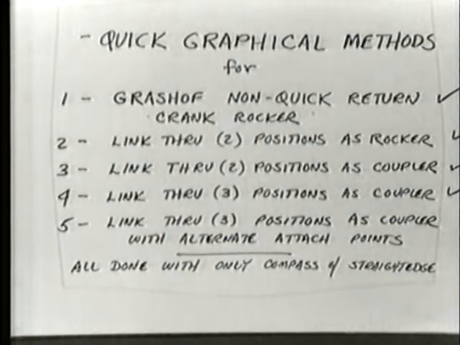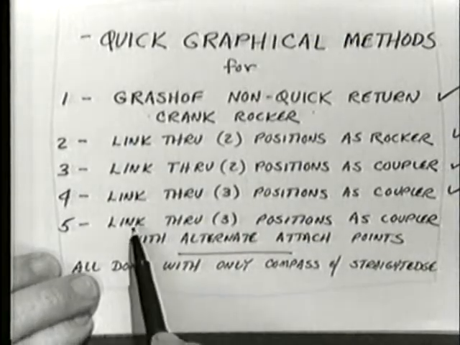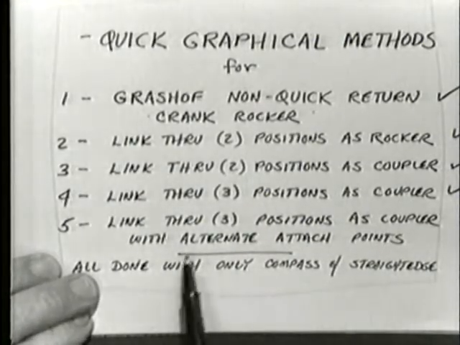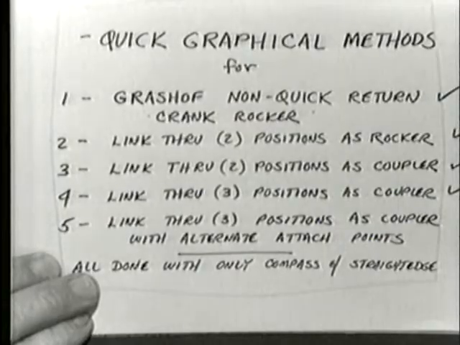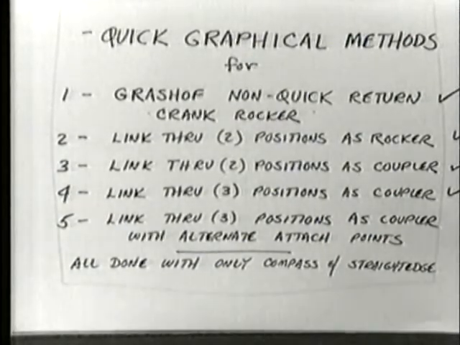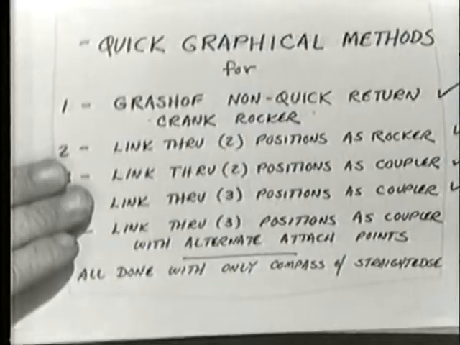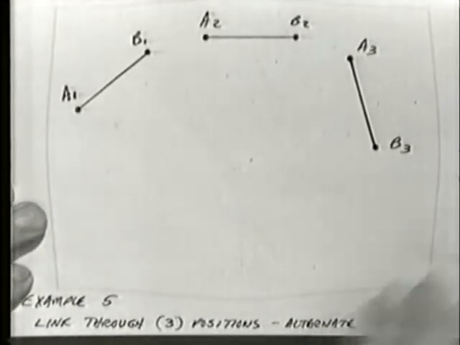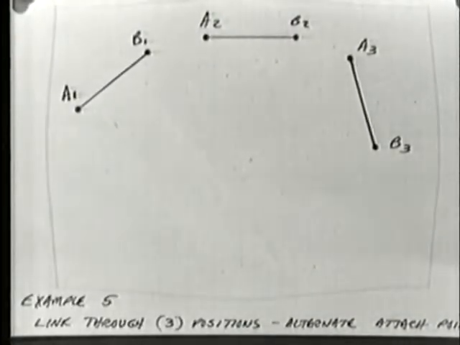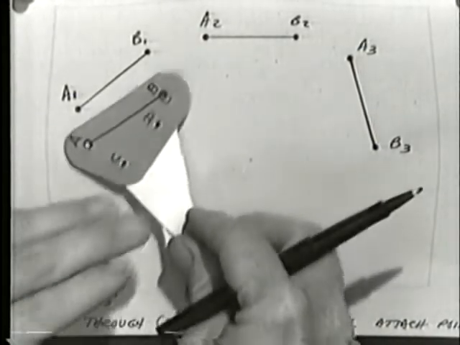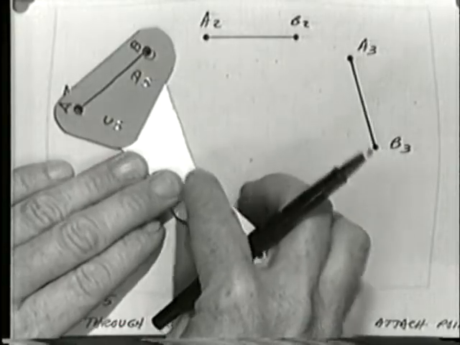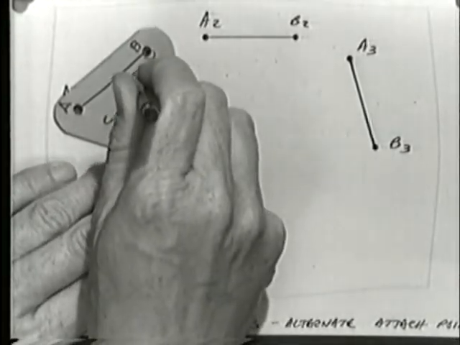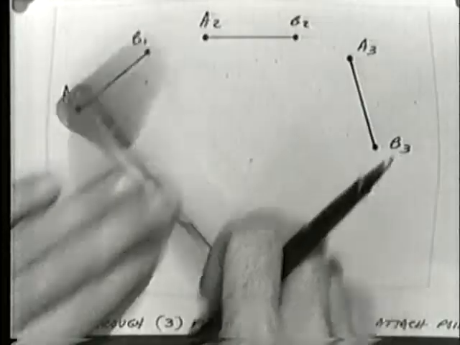Well, what you do then is this last item. You try to design it to go through 3 positions with alternate attachment points. And I'll show you how to do that right now. I'll have to give you a peek at the solution here in order to do this, but it's all right.